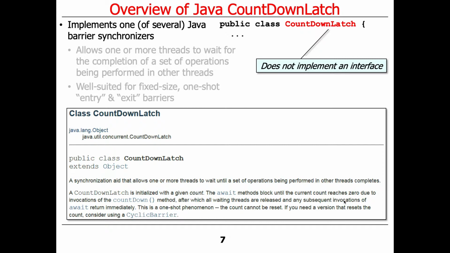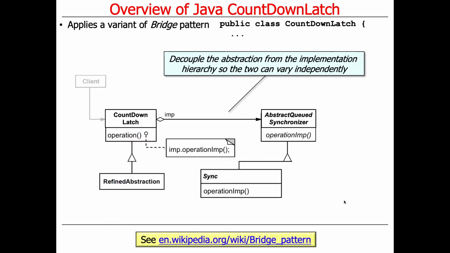Unlike a lot of the other synchronizers we've talked about before, like the reentrant lock and the reentrant read-write lock and the semaphore and so on, the countdown latch actually does not implement a common interface. It has its own interface. And even though it doesn't implement any common interface, it does, under the hood, use the abstract queued synchronizer framework, which, as you may recall from our discussions of the earlier synchronizers in Java, uses the bridge pattern to separate the abstraction, which is the interface of the countdown latch, from the implementation hierarchy, so the two can vary independently.